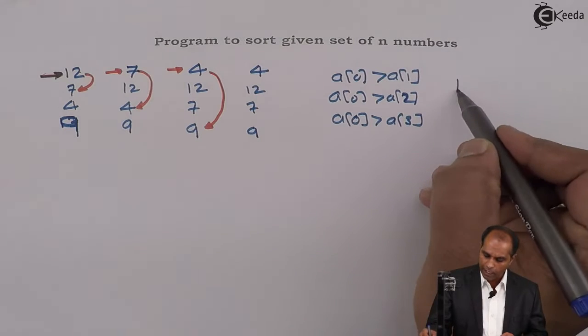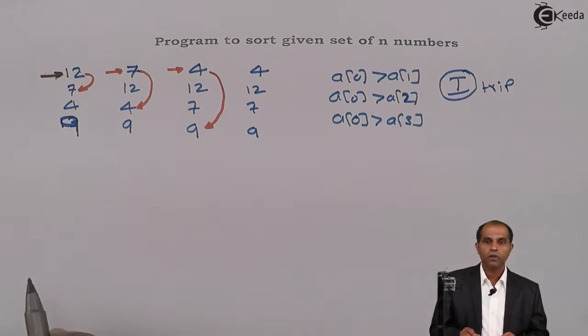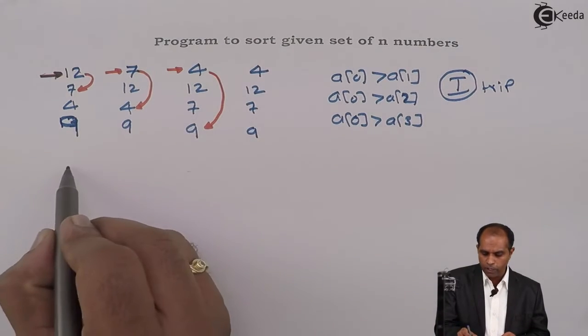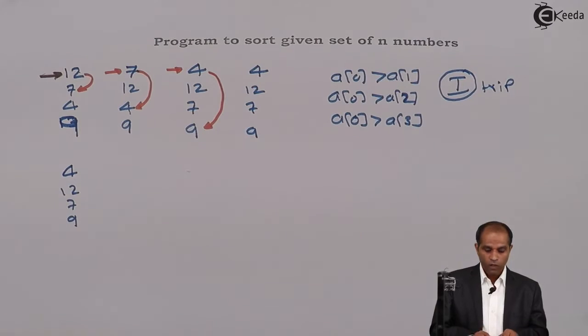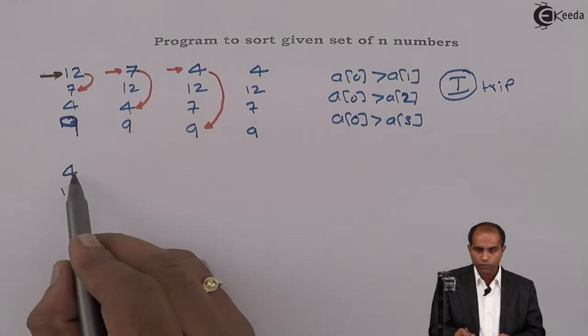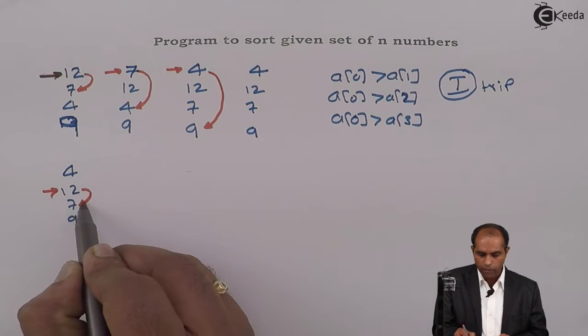Let me call this trip number 1, that is the first trip. Now let me start the second trip with the number. For the second trip, the output of the first will be the input. So I'll say 4, 12, 7, 9. In this case, we'll not touch the first number. We'll take the second number and compare it with the remaining numbers of the list.